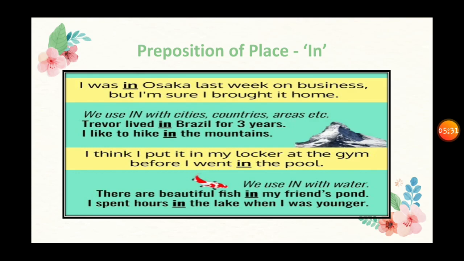Because we use in with water. How? Let's go for the examples. There are beautiful fish in my friend's pond. In that pond. It's about the water. Obviously in the pond you can see water. I spent hours in a lake when I was younger. A lake is a place where in the center there will be water and around it there will be land area. That's what a lake is. Let's go for the next slide.